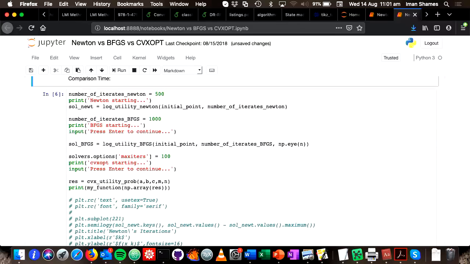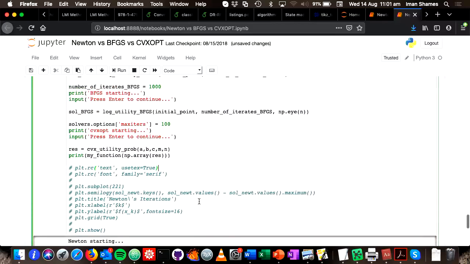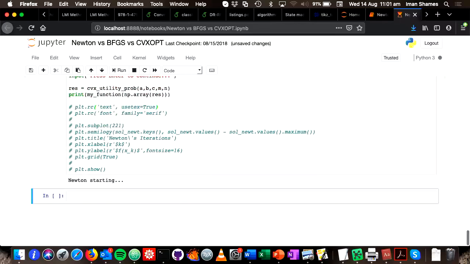I am limiting the number of iterations for Newton to be 500. We will see that we will get the results in fewer steps. I'm putting it 1,000 for BFGS. We will see that we need more steps, but we don't have more time. And for the off-the-shelf solver, I put 100 iterations as well. We will see we will converge in as many steps as the Newton method. Now let's start.